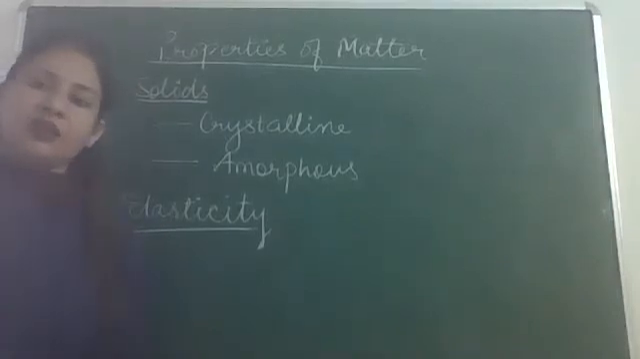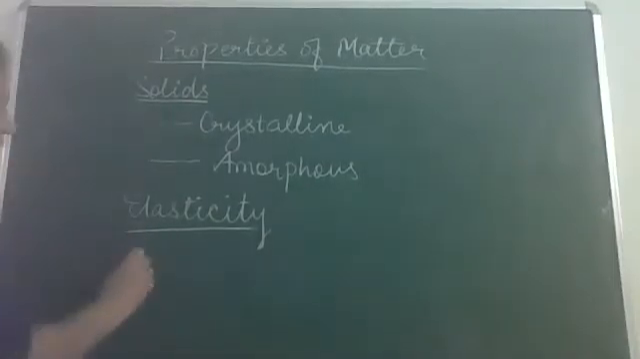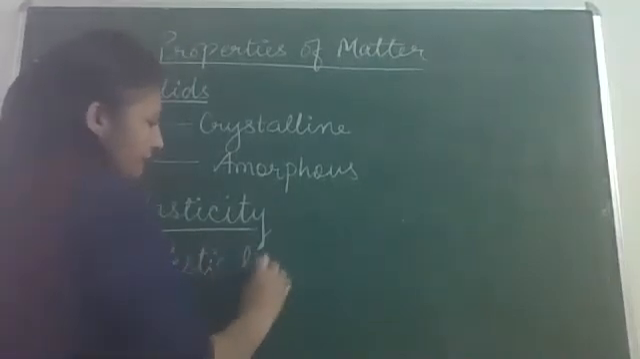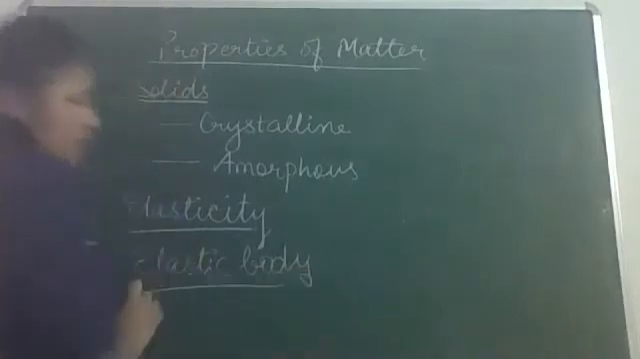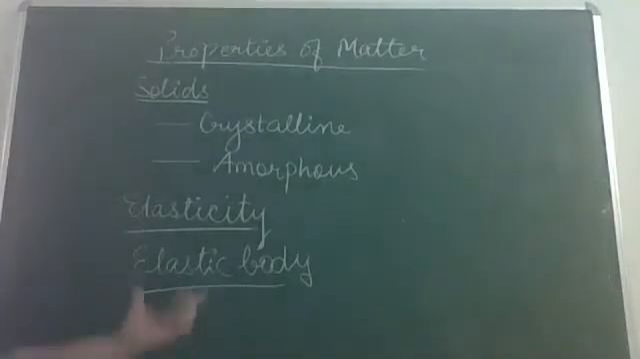Steel is also very elastic. Otherwise, it doesn't appear to be. But steel is even more elastic than rubber. We will prove it later on, right? So this is the property of elasticity of a solid. So how can we define elastic bodies? Elastic bodies. So these are the objects which recover completely their original configuration on removal of deforming forces. They are called elastic bodies.